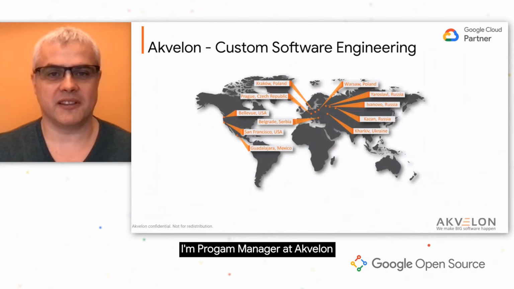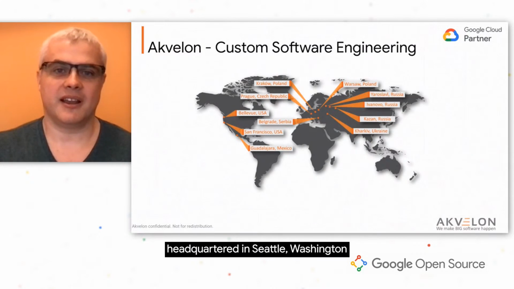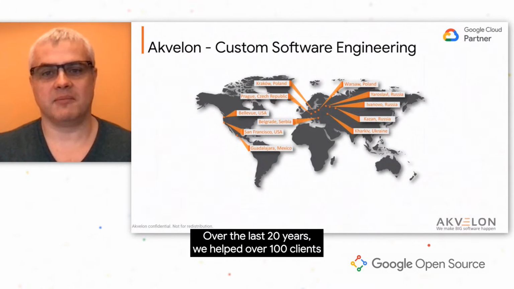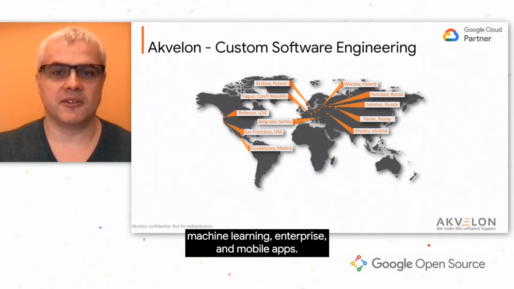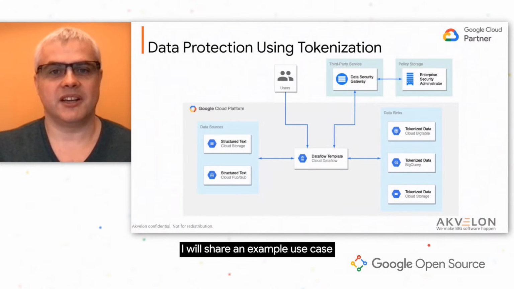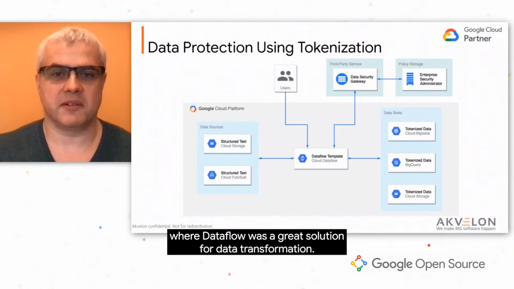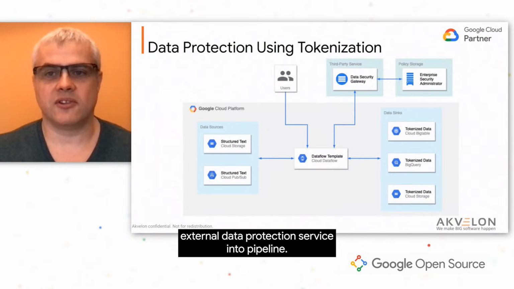I'm a program manager at Akvelon, a custom software engineering company, Google Cloud partner, headquartered in Seattle, Washington, with engineering offices in Europe and North America. Over the last 20 years, we helped over 100 clients to build software, data analytics, machine learning, enterprise, and mobile apps. I will share an example use case where Dataflow was a great solution for data transformation, and a custom template helped to integrate an external data protection service into the pipeline.